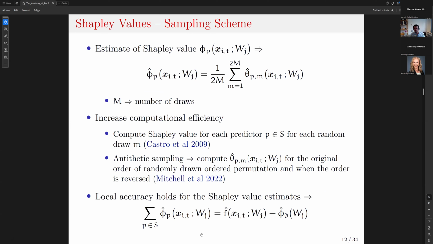And again, local accuracy holds, so you can decompose the prediction of the model in terms of deviation from the empty coalition, so the model with only a constant, as the sum of Shapley values for all the predictors in the model, right?